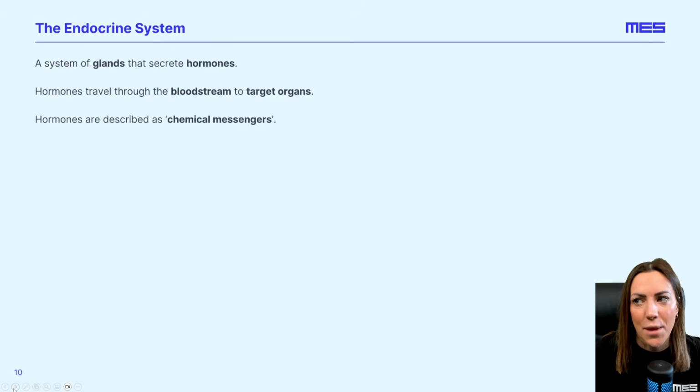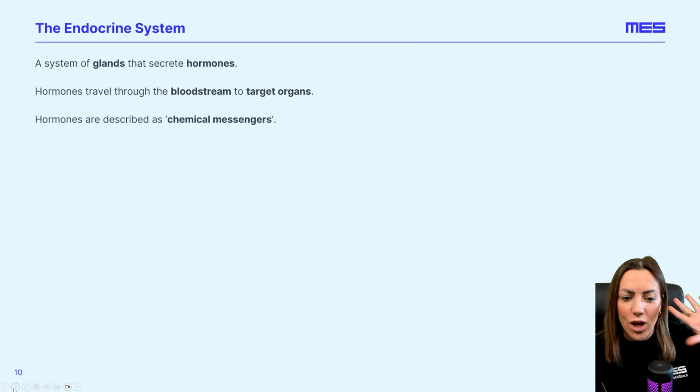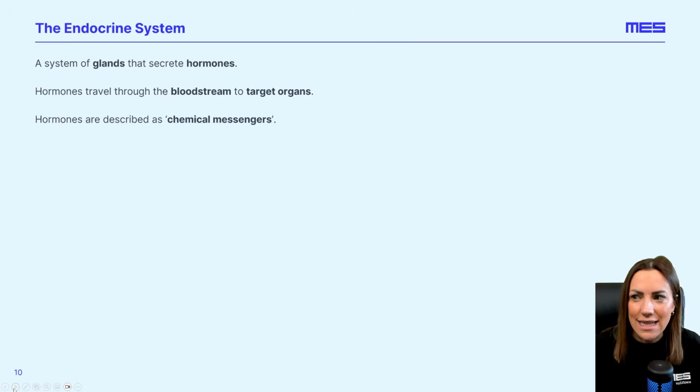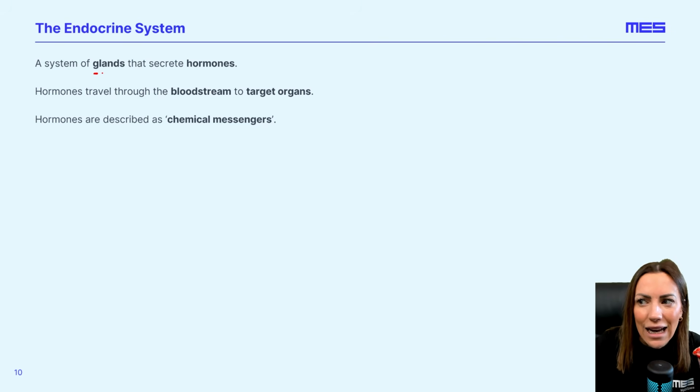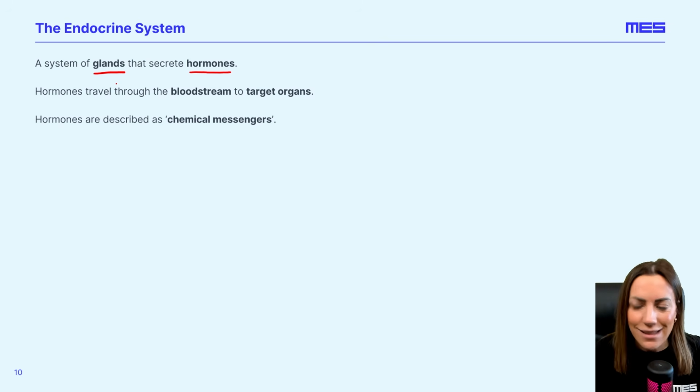Let's move away from the nervous system now and start to think about the endocrine system. Now, the endocrine system, forget about nerves and electrical impulses. This is a system of glands that secrete hormones. Now, you might be asked, what is a hormone? What is the endocrine system? So the endocrine system includes all of the glands and all of the hormones that they secrete.